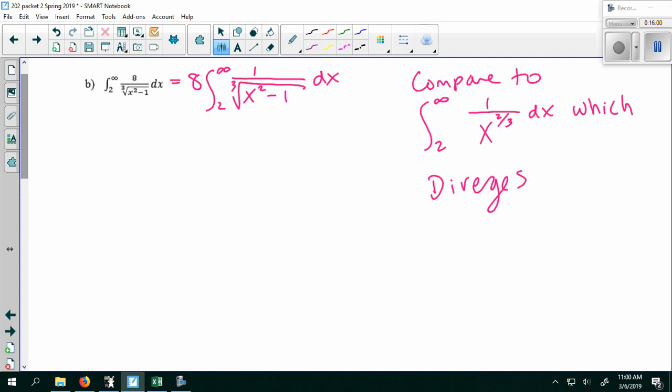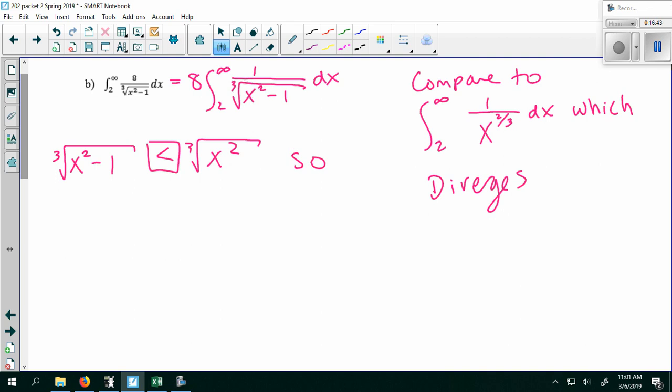Okay, so I need to compare my integrand to my comparison integrand. Let's look at the denominators, the cube root of x squared minus 1 compared to the cube root of x squared. What do I put here to compare the sizes of those two denominators? Which one's bigger? The one on the right is bigger, yeah. If you subtract 1 before you cube root, this is going to be smaller. So the one on the right is bigger.